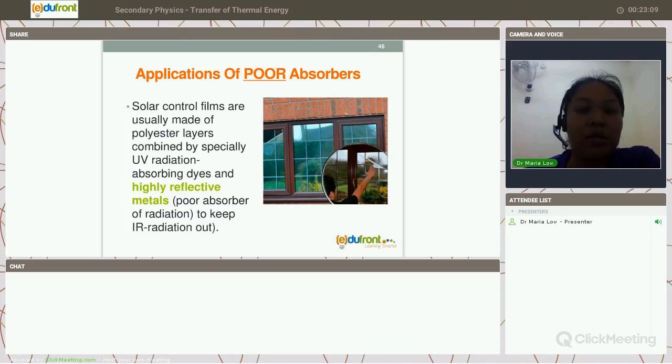Then we have solar control films. These kinds of films are usually made from polyester layers, combined with specific UV radiation absorbing dyes and highly reflective metals. Since they are highly reflective, they are poor absorbers of radiation, and this helps to keep the infrared radiation out. The picture over here shows how these films can be pasted on windows to help reflect the radiation away.